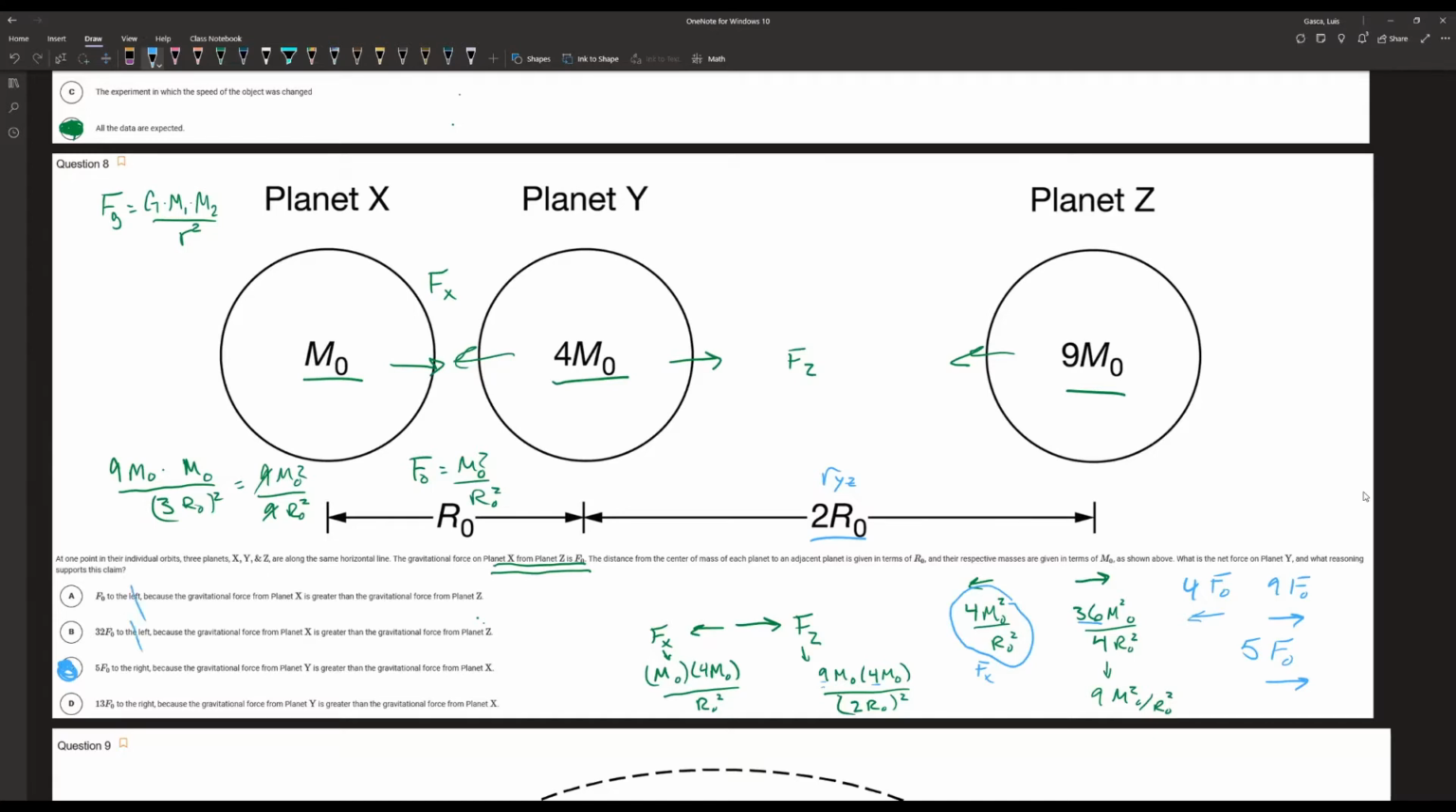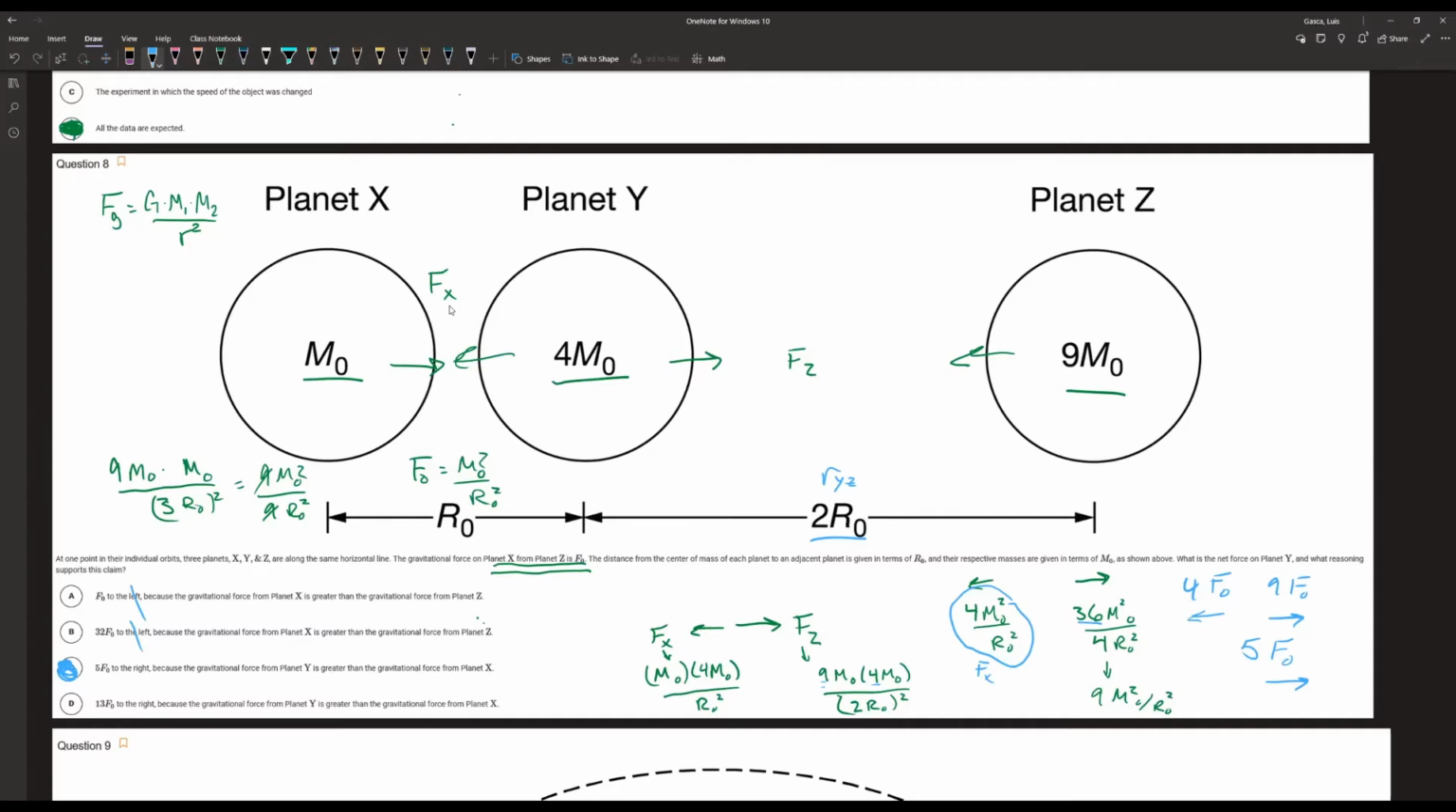And so we could have taken a guess that it was going to be between these two. Even though the distance usually makes a bigger impact because it gets squared compared to the mass, here the total gravitating mass is essentially 36, 4 and 9. Before it was just 9.